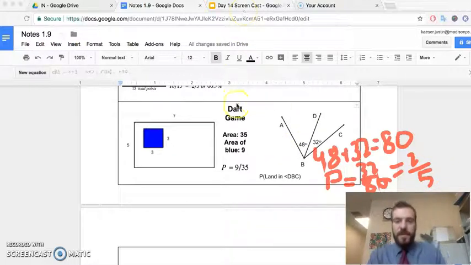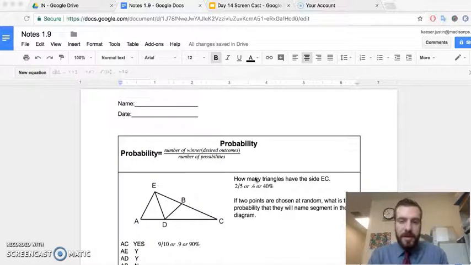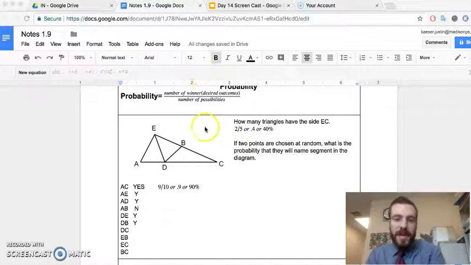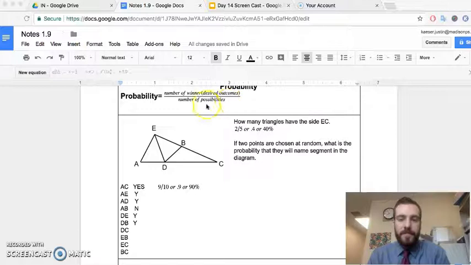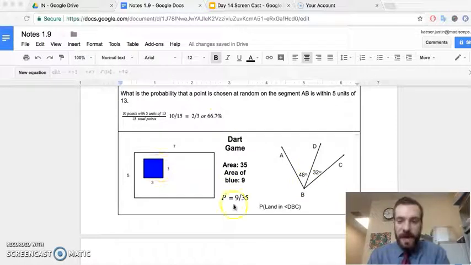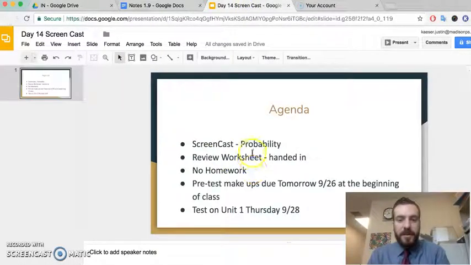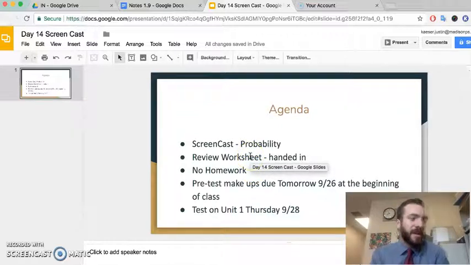Alright, so I hope you enjoyed that little intro to probability for geometry. So I know you've done probability in the past. Hopefully this desired outcomes over possibilities doesn't confuse you that much. It's just now we're applying it to geometry and using points and segments, using line segments, and then using area or angles.